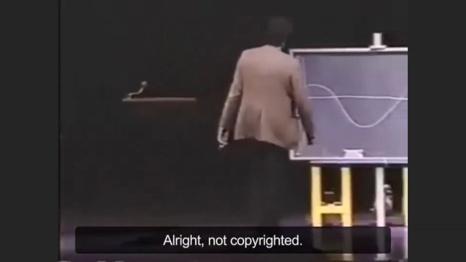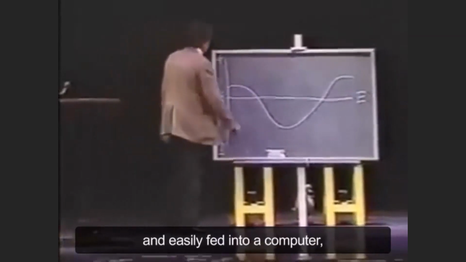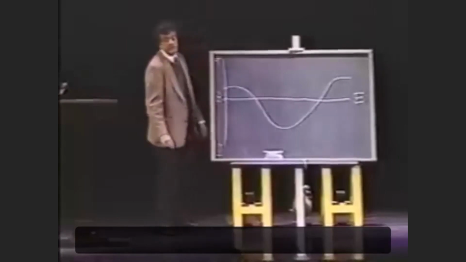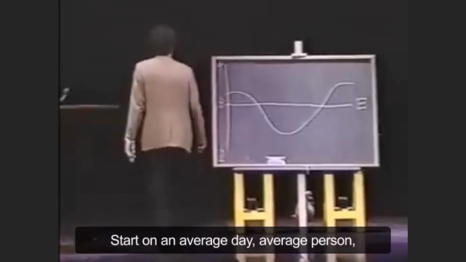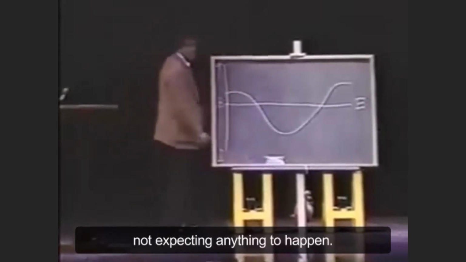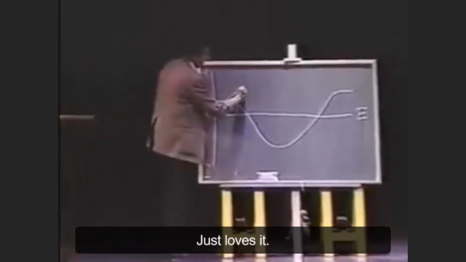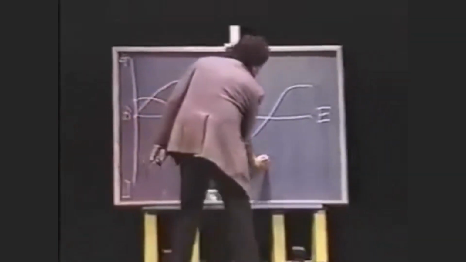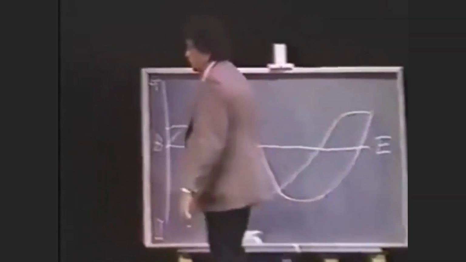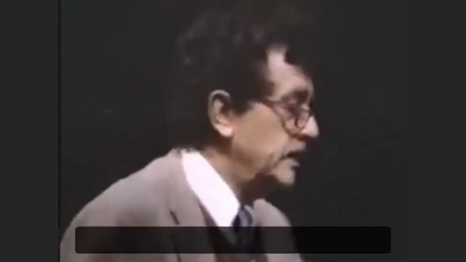Another story, also a beautiful curve and easily fed into a computer, called Boy Gets Girl, but it needn't be that. Just a way to remember it. Start on an average day, average person, not expecting anything to happen, a day like any other. Find something wonderful, just loves it. Oh, God damn it. Got it back again. People like that.